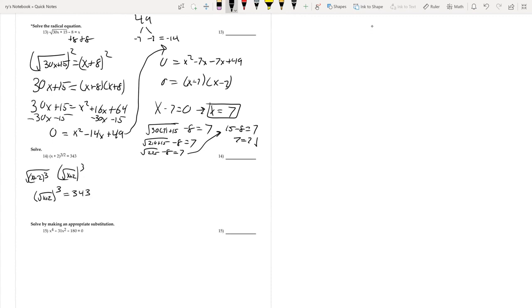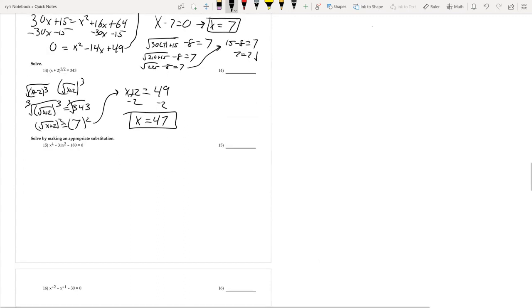So in this case, the first thing I'm going to do is take the cube root of both sides. So I get the square root of x plus 2 is equal to, the cube root of 343 is 7. So I'm going to square both sides. So we get x plus 2 is equal to 49. Minus 2, x is equal to 47. And that's really it for that one.